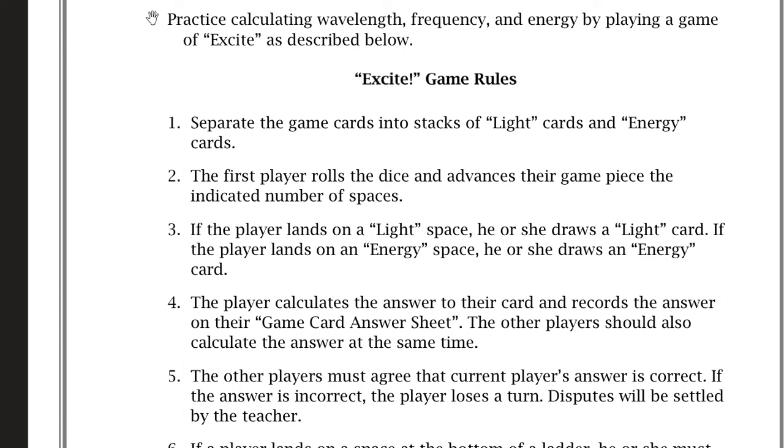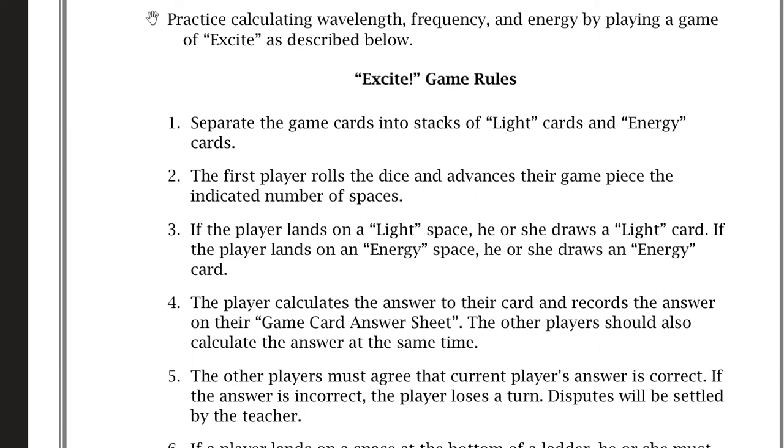The first thing you're going to do is separate the game cards into stacks of light cards and energy cards. The first player is going to roll the dice and advance their game piece to the indicated number of spaces. If the player lands on a light space, you're going to draw a light card. If you land on an energy space, you're going to draw an energy card. You'll then calculate the answer to the card and record the answer on your game card answer sheet. Other players should also calculate the answer at the same time. The other players must agree that the current player's answer is correct. If the answer is incorrect, the player loses a turn. Disputes will be settled by the teacher.